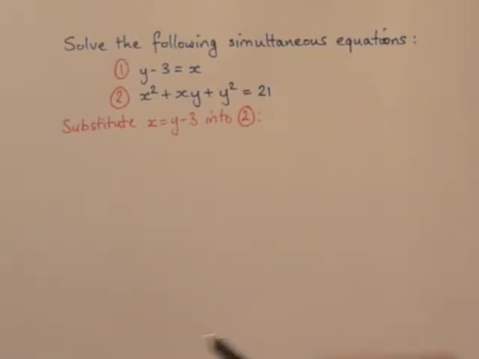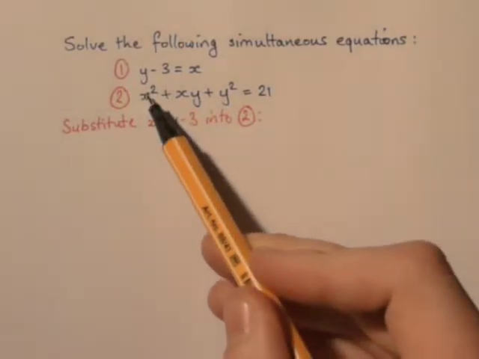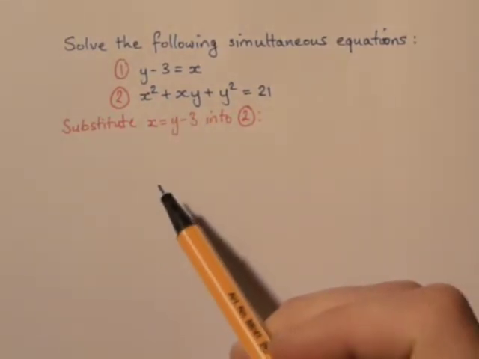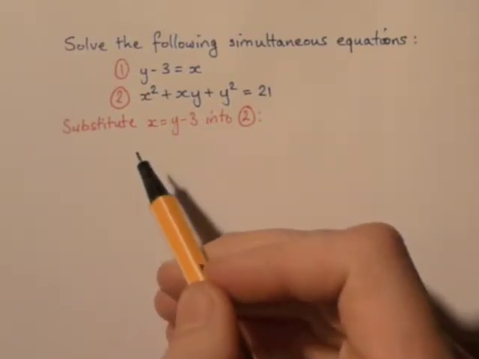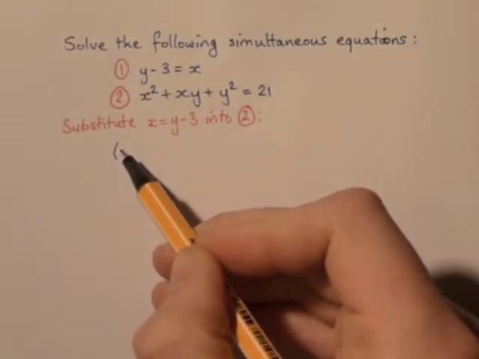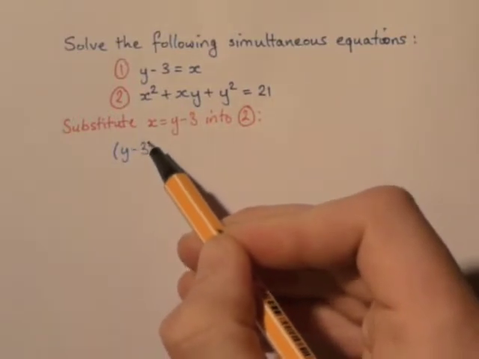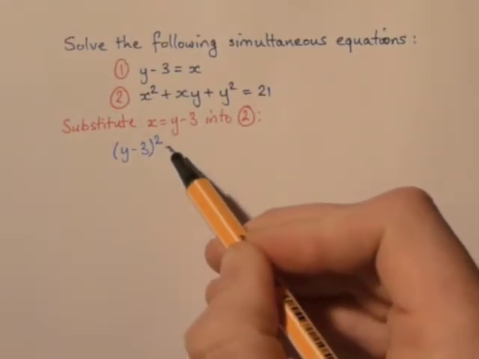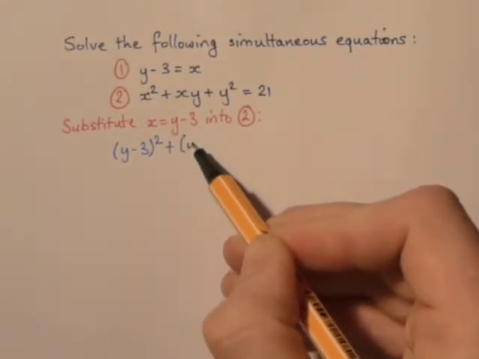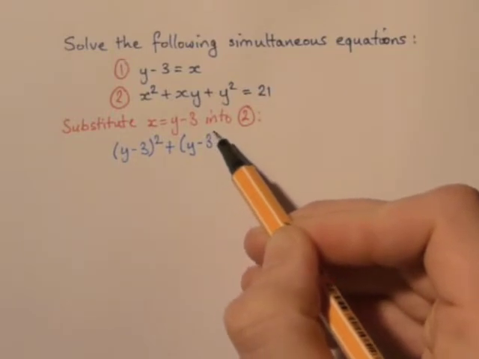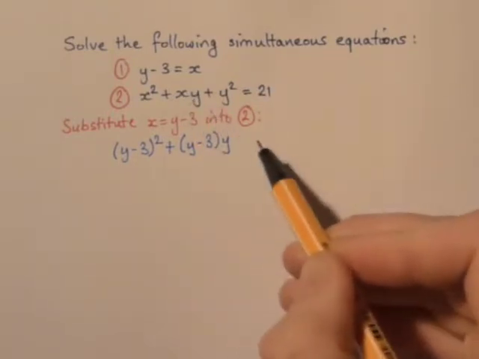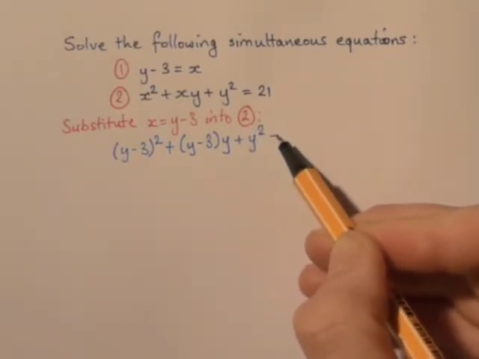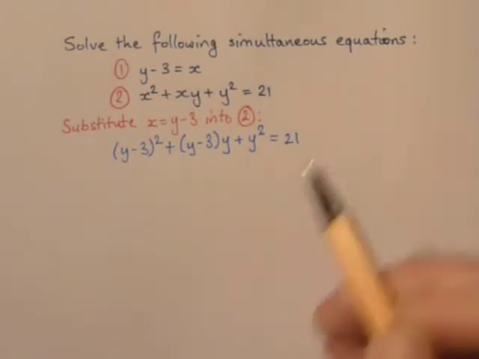So what that means is every time I see an x, I'm going to replace it by y minus 3 because that's equivalent. So we're going to have y minus 3 squared instead of x squared. Then we're going to have y minus 3 times y instead of x times y. And then we're going to have y squared. And that's all equal to 21.